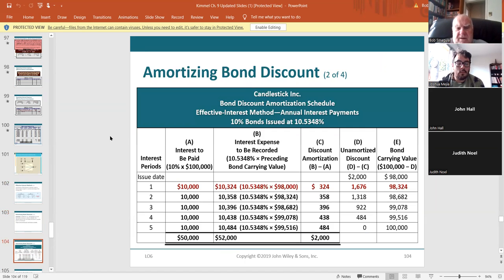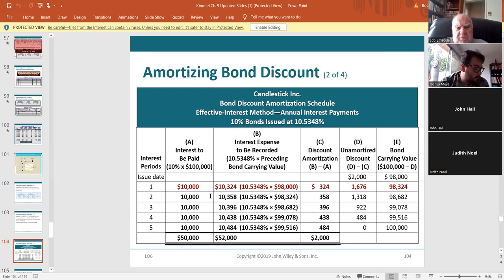So they're going to be selling these at a discount. Now, notice the way they do it in your book. They are coming up with the present value number that you guys are not seeing in the other one. But again, it's the same thing. Interest to be paid, $10,000. The amortization is $324. And the unamortized goes down from $2,000 less $324, less $358, et cetera, until we get back up to $100,000. Okay.